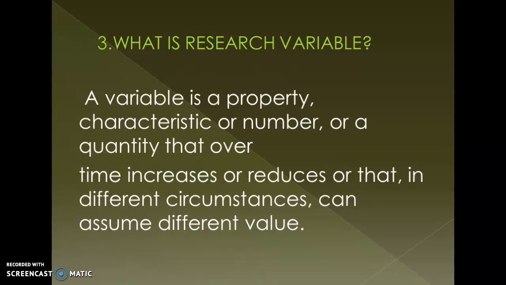Now, what is a research variable? A research variable is a property, characteristic, or number, or a quantity that over time increases or reduces, or that in different circumstances can assume different values. What I am trying to say here is that the research variable is a property or characteristic or number that is used to measure a certain amount of something that can either reduce or increase depending on the different values.